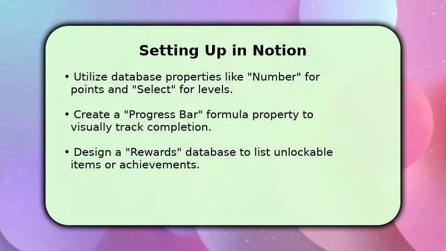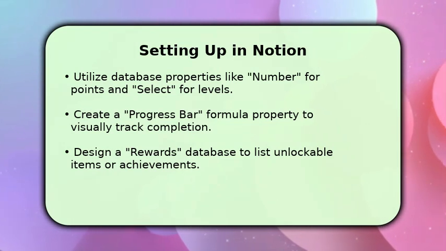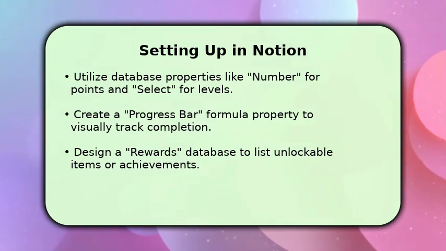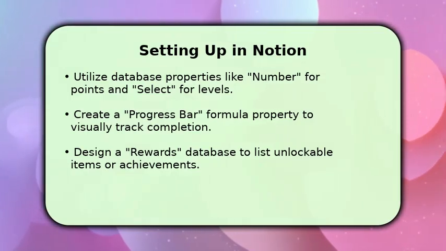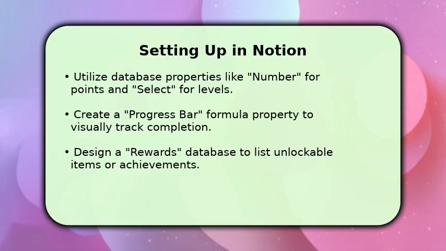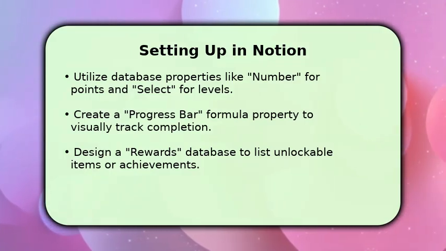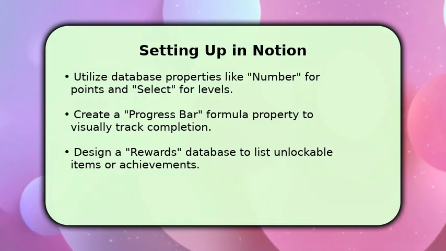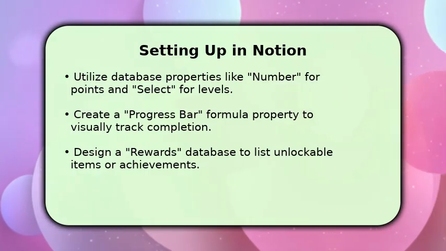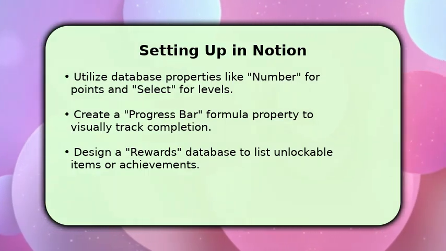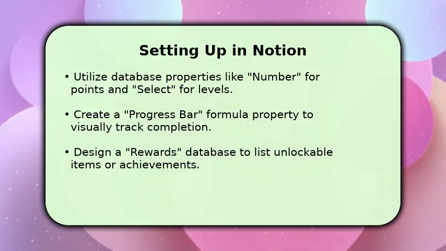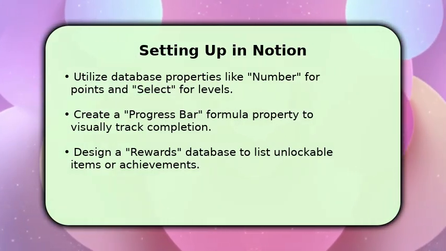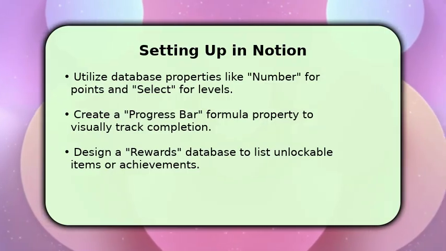Setting this up in Notion is quite straightforward. You can use a number property for points and a select or multi-select property for different levels. For visual flair, a formula property can create dynamic progress bars that update automatically as you complete tasks. Consider a separate database for your rewards, linking it to your main task database. This allows you to see how your daily efforts contribute directly to unlocking exciting new achievements.